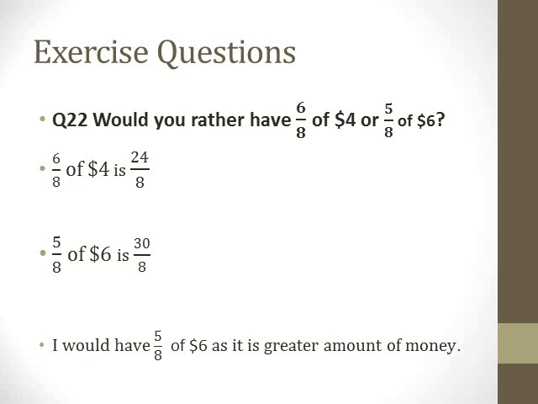So you now have the same denominator: 24 over 8 has denominator 8, and 30 over 8 also has denominator 8. Can you find the greater fraction here? 8 is the same, so between 24 and 30, which is the bigger number? Obviously 30. So 30 over 8 is the greater fraction, and that will give you a greater amount.